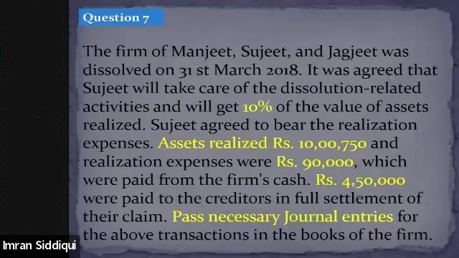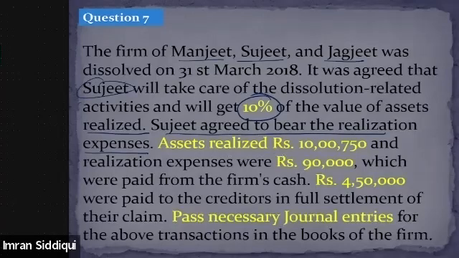It says that the firm of Manjeet, Sujit, and Jagjit was dissolved. So there are 3 partners, and this firm is being dissolved. It was agreed that Sujit will take care of the dissolution-related activities and will get 10% of the value of the assets realized. So Sujit will be getting a kind of commission for handling all the activities relating to dissolution, and Sujit agreed to bear the realization expenses as well.